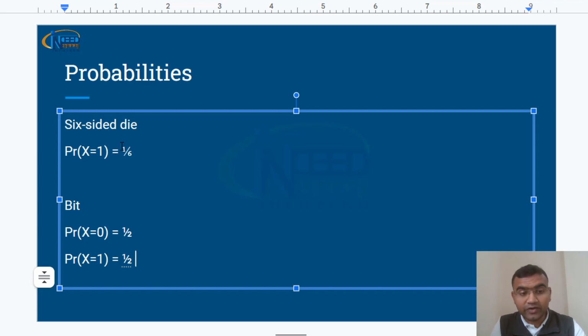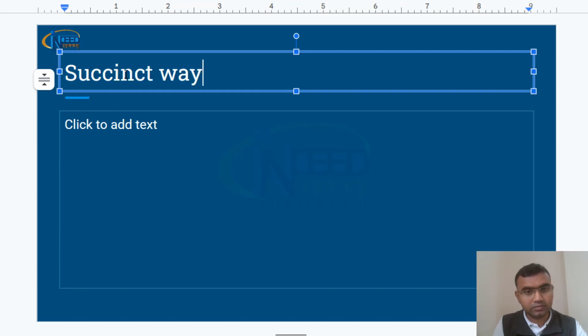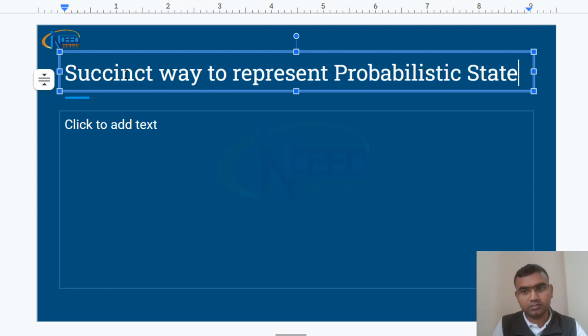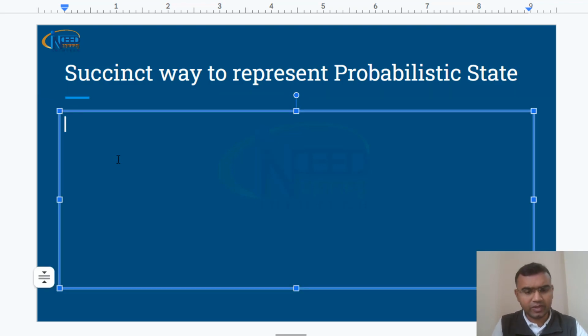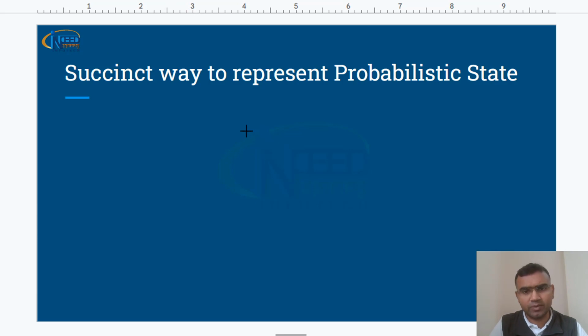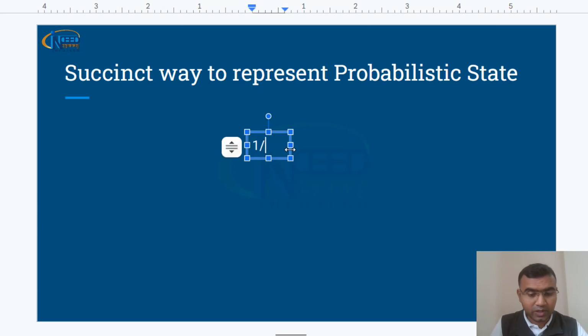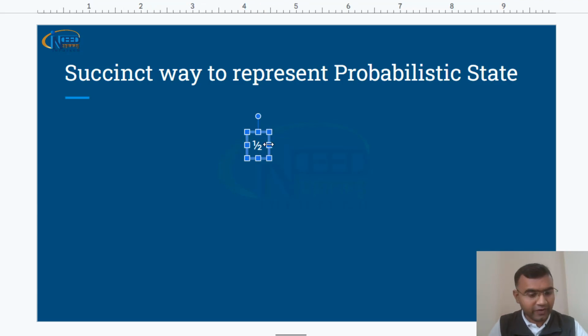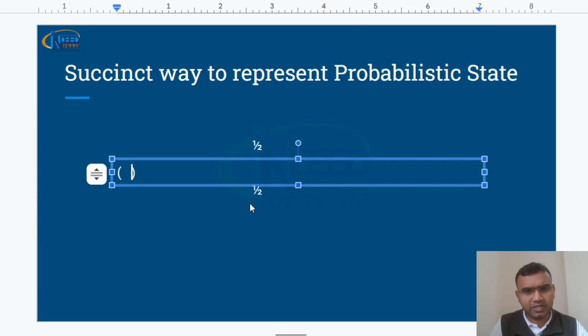Now, another more succinct way to represent a probabilistic state is, so what is the succinct way? We can represent it with, probably I will not be able to represent like this. So let me just remove this. I'll take some text boxes, and with the help of text boxes, I'll do that. So for 0 it was 1 by 2. So 1 by 2, this is for 0. And in fact for 1 also it was 1 by 2. And then we'll have brackets. So let's have a bracket over here and some space in between.